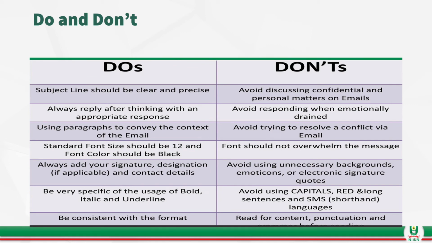The subject line should be clear and precise. Always reply after thinking, with an appropriate response. Use paragraphs to convey your email text, and the standard format most of the time is size 12 and the color black. Always also add a signature, which is very important. When we talk about phishing, we'll look at the signature as well, which is always missing when people want to prey on others. The destination and contact details are also important. Be specific with the use of bold, italics, and underline, and be consistent with your formats.